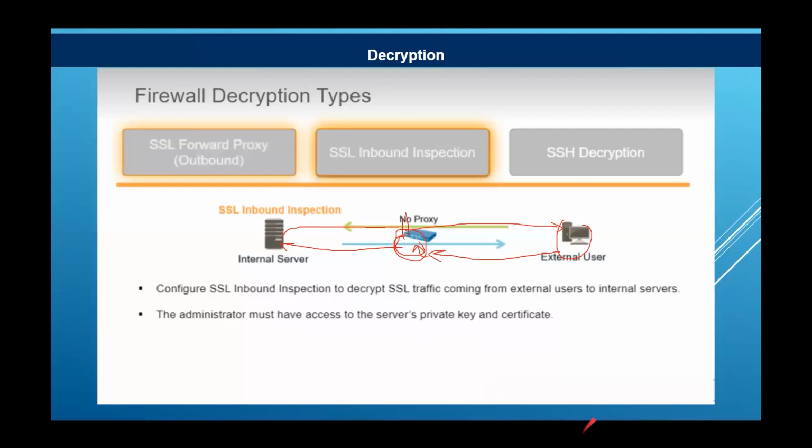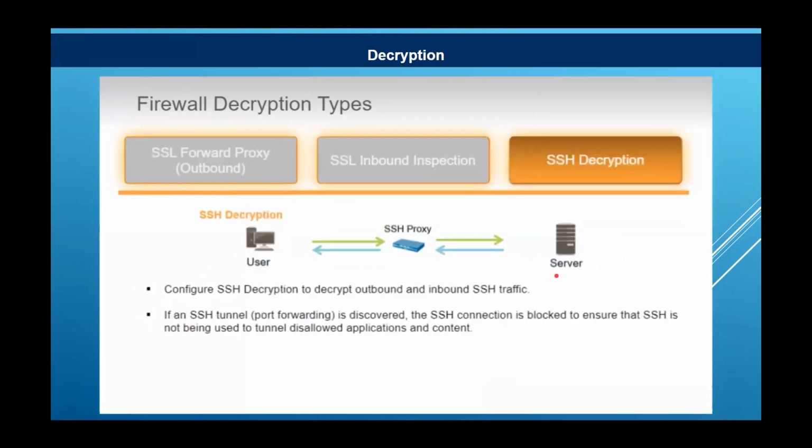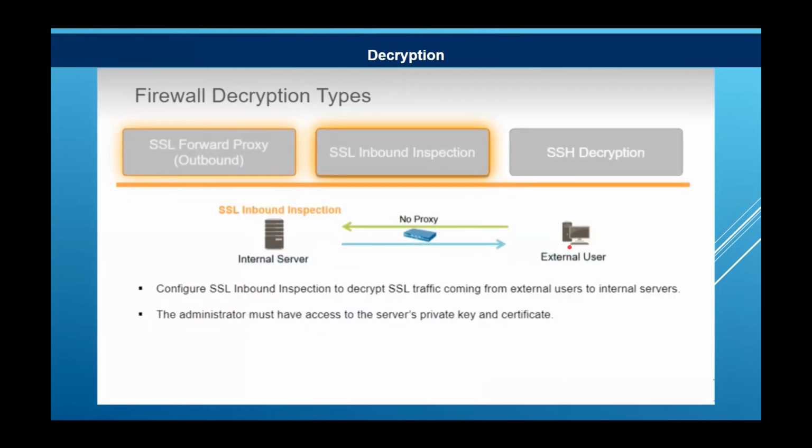Now the next one is inbound proxy. In this case, what happened? We have an internal server, and this one is the external user, right? The external user is sending the request. There is no forward proxy. We are using a certificate here, and we will send the certificate to this client. So this one is the SSL inbound inspection, if anyone is sending a request from our external to internal.